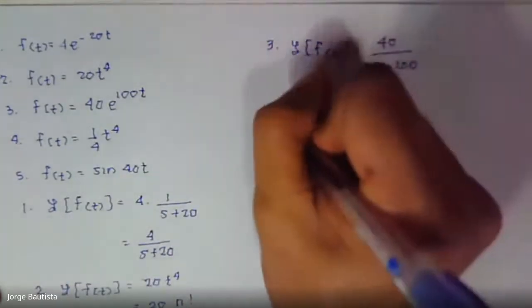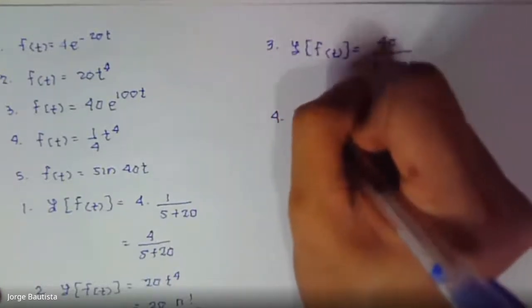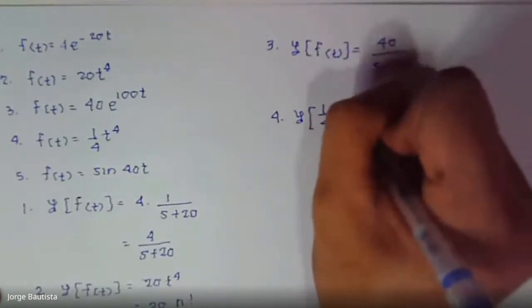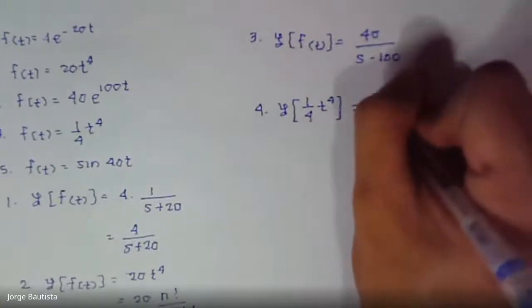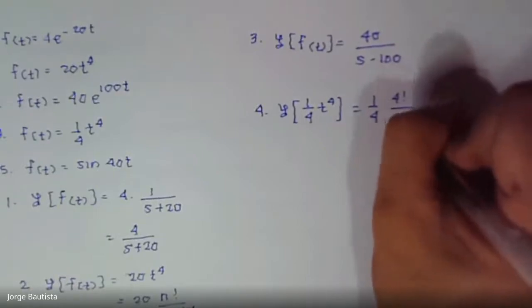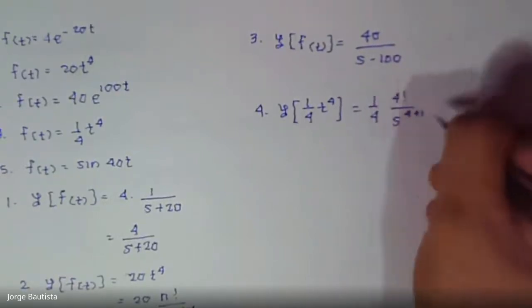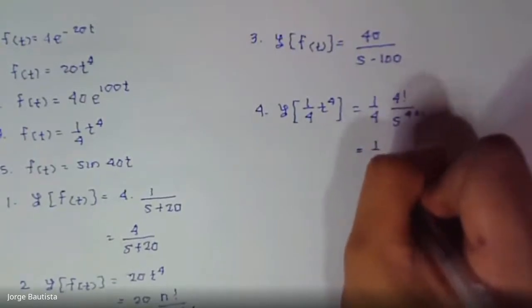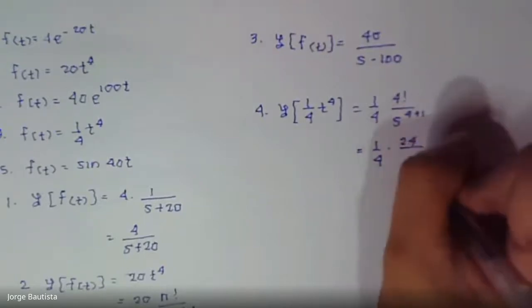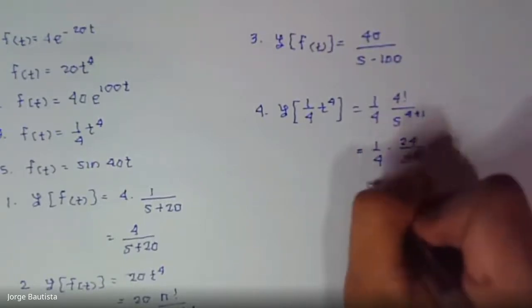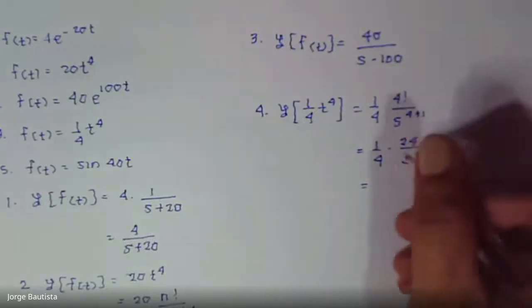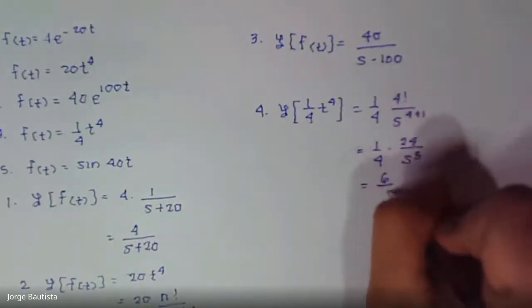Okay, number 4. Laplace ng, pwede ko rin namang ilagay dito ang 1/4. Okay, so that is 1/4. You have 4 factorial all over s raised to 4 plus 1. So that is 1/4 multiplied by 24. Nakuha na natin kanina yan. So 24 over s raised to 5. Therefore, 24 divided by 4 is 6. Okay, 6 over s raised to 5.